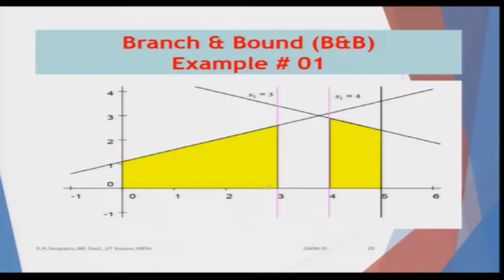As just mentioned in the last slide, x1 values would be considered from 0 to 3. That means they would be 0, 1, 2, 3, and the values of x1 for the other branch would be 4 and 5, and x2 remains as the value of 3. But interestingly, this value of 3 which was there is now in the infeasible region.